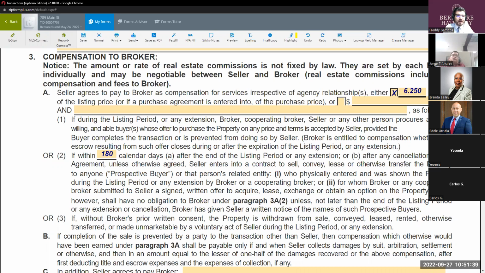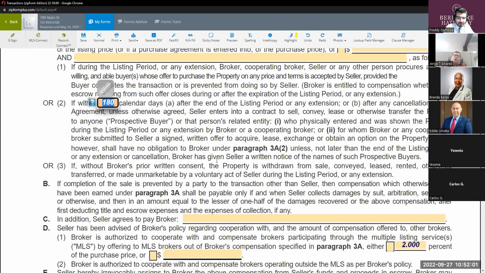They might say, you know what, just wait. My property is about to expire, and I can sell it to you, owner to owner, seller to buyer. That way I don't pay commission, and I can give you a better deal. Please keep in mind that this is going to help you get another additional 180 days if someone comes back and buys the property. Number 3, if, without broker's prior written consent, the property is withdrawn from sale, conveyed, leased, rented, otherwise transferred, or made unmarketable by a voluntary act of seller during the listing period or any extension. Okay, so keep that in mind.